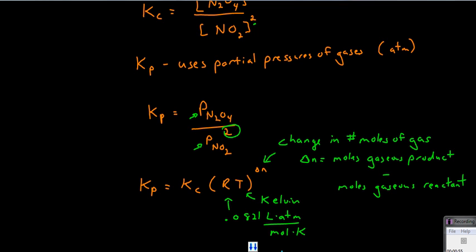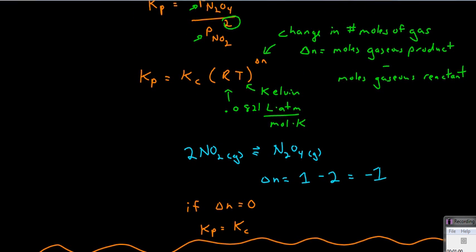Now, you can interconvert between Kp and Kc. Kp is equal to Kc times (RT) to the delta N. Now, R is the gas constant, and being that we're using atmospheres in our Kp, the gas constant is going to be 0.0821 liters times atmospheres over moles Kelvin, instead of 8.31 liters times kilopascals over moles Kelvin. And our temperature is going to be in Kelvin.